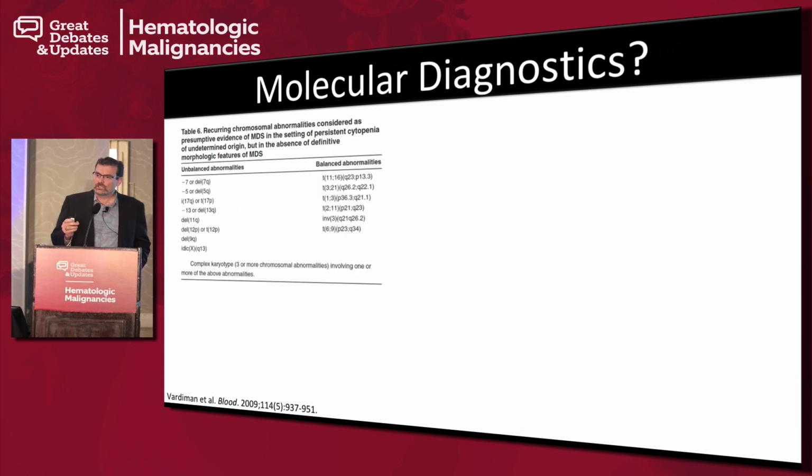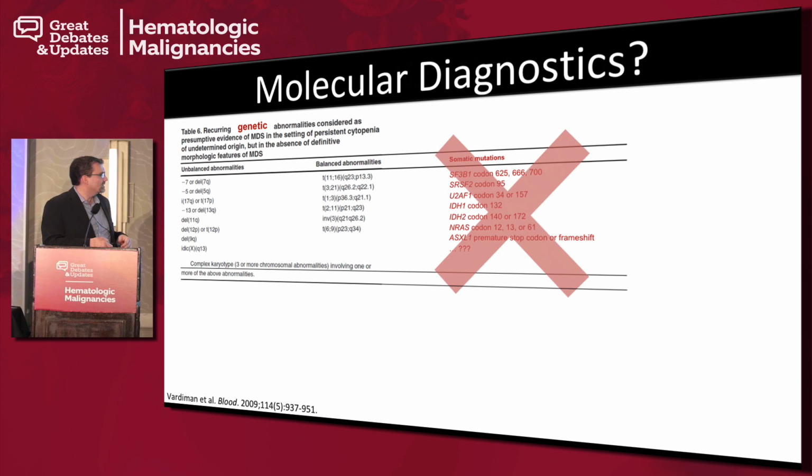Now that isn't to say that there aren't other genetic ways to define MDS. There's a list of chromosomal abnormalities that the WHO published that are so typical for MDS that you can consider them presumptive evidence of the disease if you find them. And they're listed here, things like monosomy 7, del5q, and so on. What we could imagine is that at some point in the future, there might be a list of mutations that do the same thing, but at the moment we don't have that, so I want you to write that down. Now, why can't we do that?